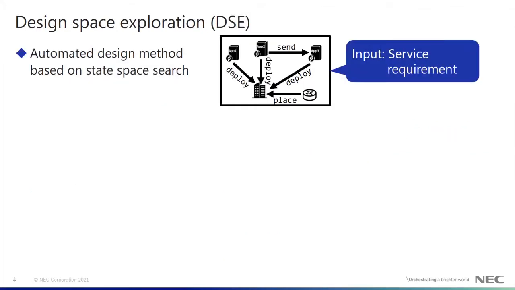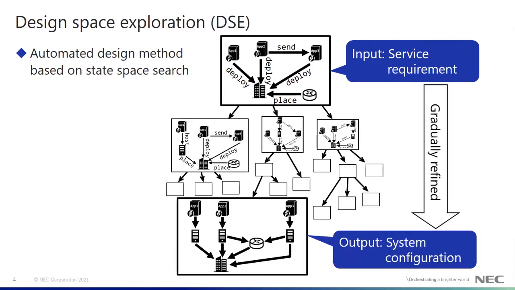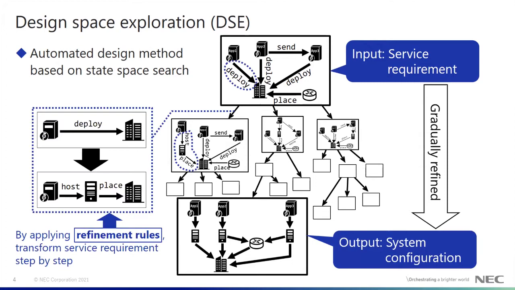Our automated system design is based on a method called design space exploration. Design space exploration takes an abstract service requirement as input and uses it as an initial state to discover a concrete system configuration that satisfies the given requirement by state space search. The given service requirement is gradually transformed into more concrete ones through refinement procedures, replacing a part of the requirements with concrete system components. By replacing the entire service requirement with concrete structure through this refinement process, design space exploration can discover a concrete system design that satisfies the given service requirements.